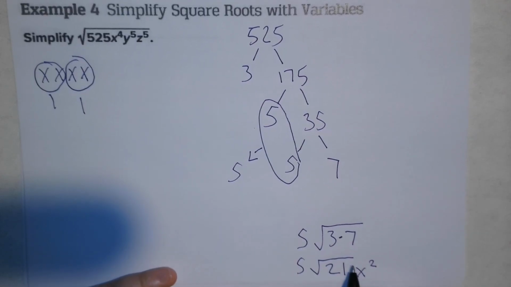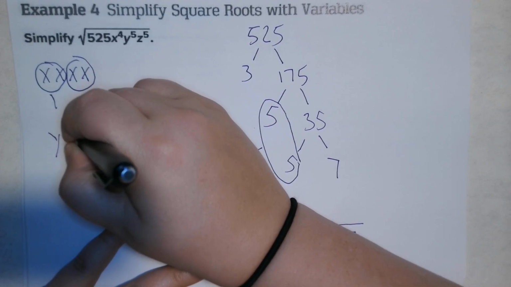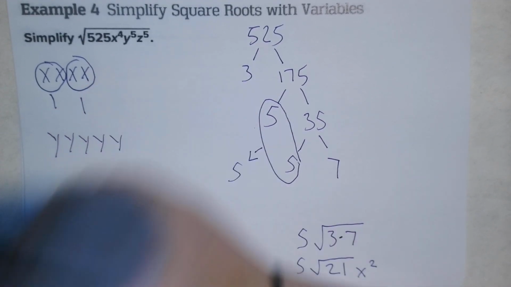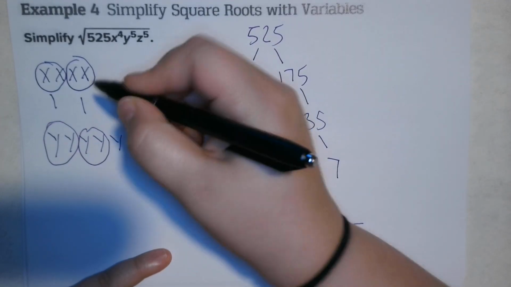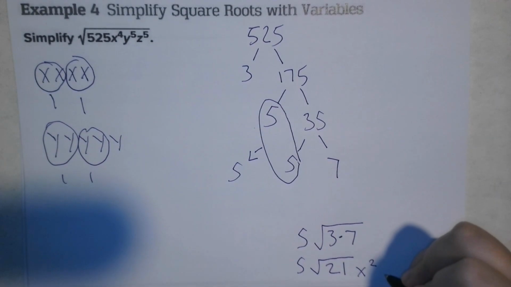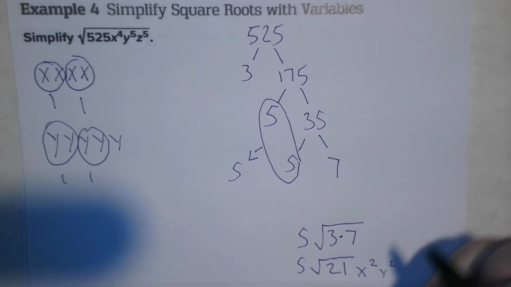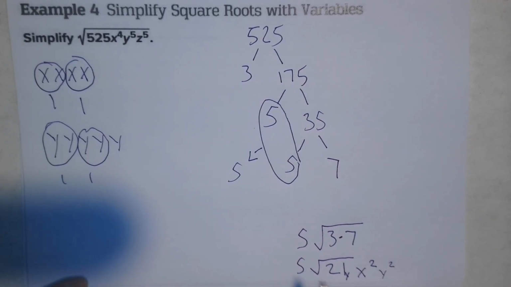Okay. Now look at my y's. I've got 1, 2, 3, 4, 5 y's. There's one group of 2. There's 2 groups of 2's. So there's going to be a y squared on the outside, and there's going to be a single y on the inside. Let me rewrite this because it's getting hard to see.